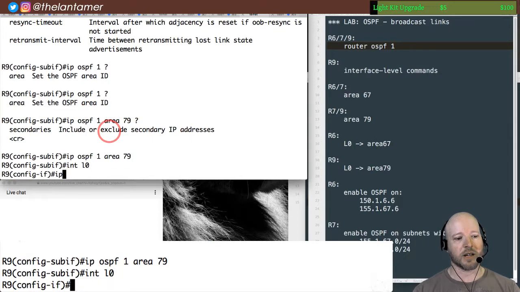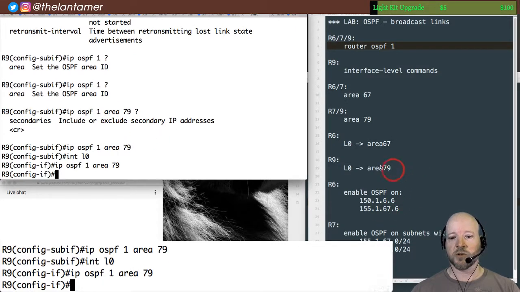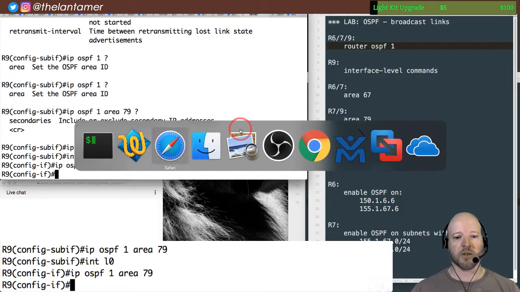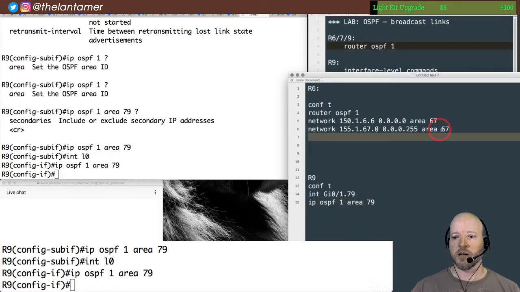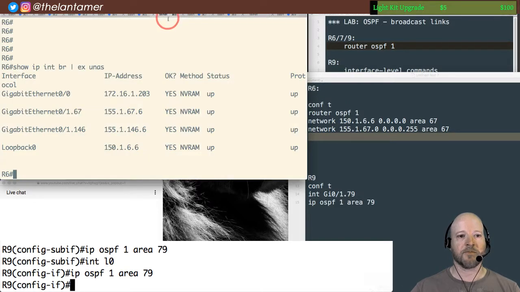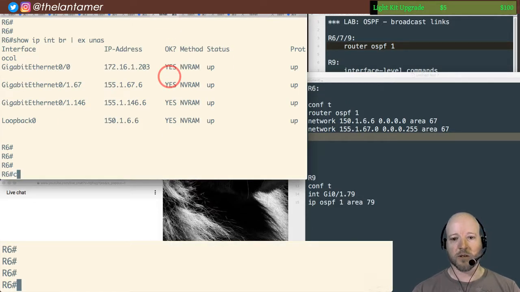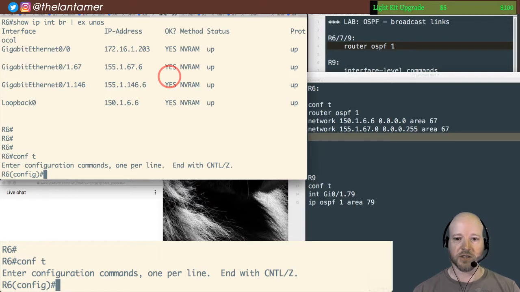So we'll do the same. IP OSPF 1 area 79. That should put the loopback in there for router 9. And that will enable it on all the interfaces we need for router 9. So we should be good to go with 6 and 9. I don't think we've entered in 6's configuration yet. No, we have not. So let's do that now on router 6. Then we'll have the fun with router 7, and that's going to bring up all our adjacencies, right?